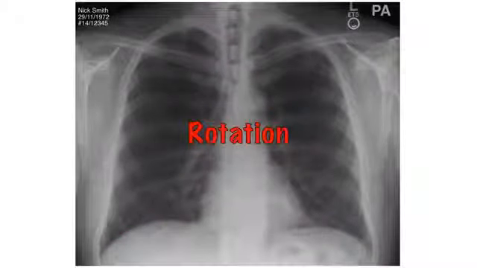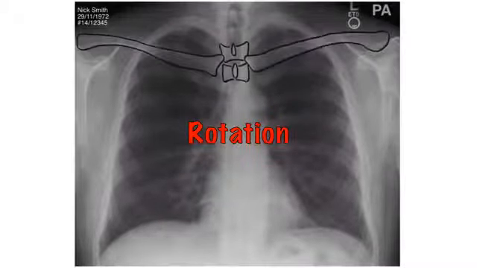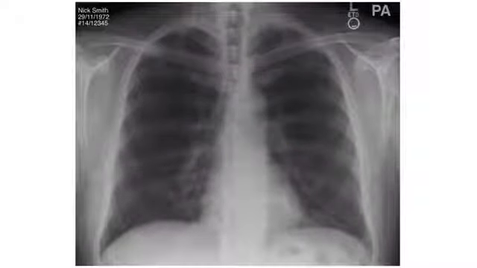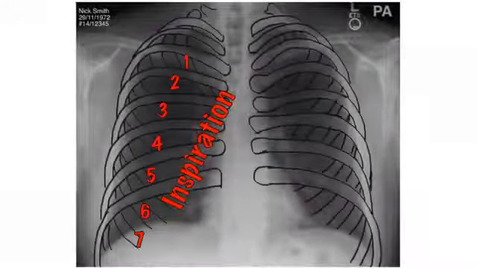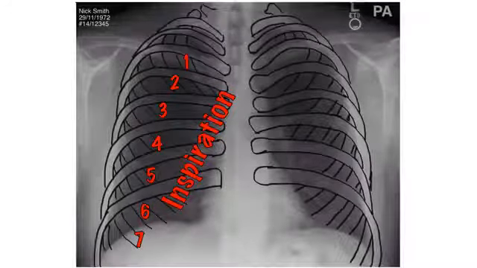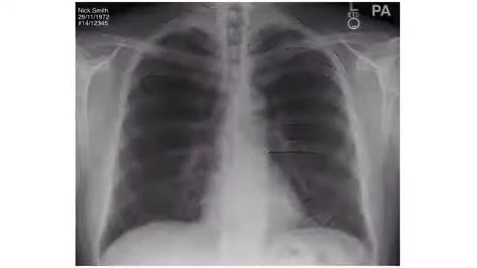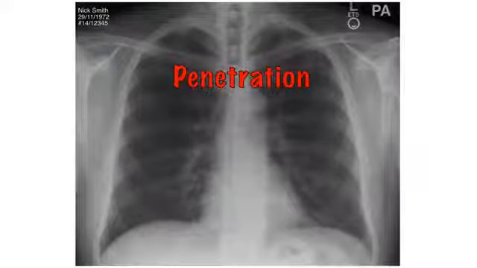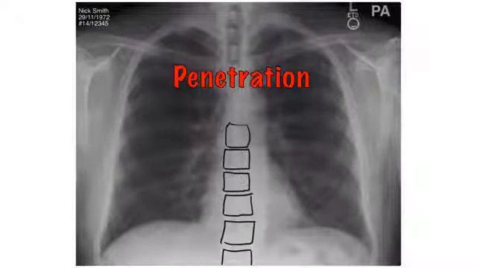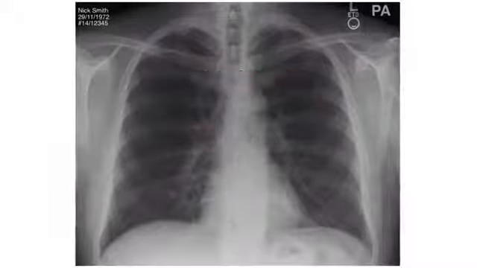R is rotation. The spinous process should be at the midpoint between the medial ends of the clavicles. I is inspiration. There should be 5 to 7 ribs visible anteriorly. P is penetration, the degree to which X-rays have passed through the body. Is the spine visible behind the heart?